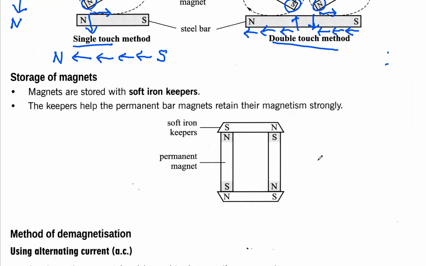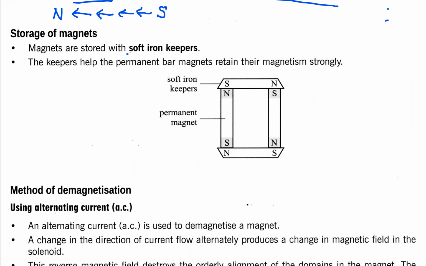We can use soft iron keepers to store magnets. The magnetic field flows from south to north inside the magnet and continues on to the keeper. In this way, the magnetic field flows continuously in a loop inside the four magnets and never gets lost to the surroundings.